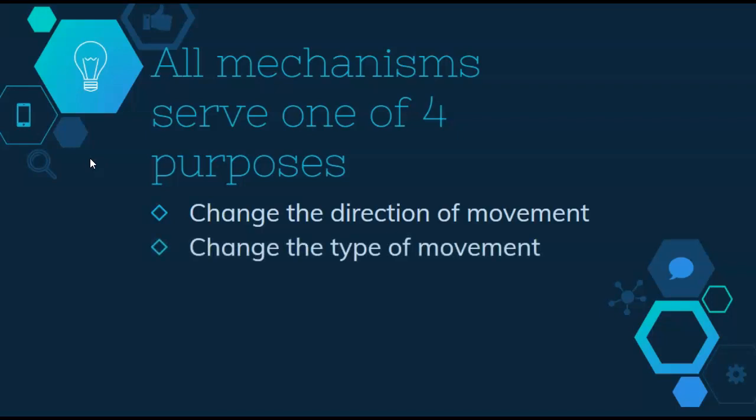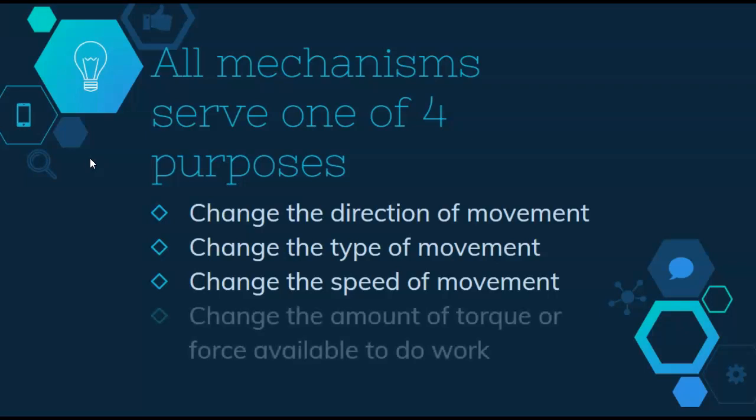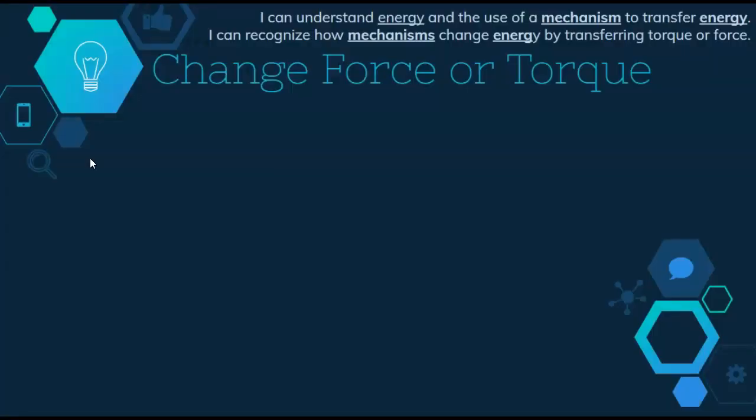We've also learned that sometimes mechanisms change the type of movement, and we had four different types of movements created in a mechanism: rotary, reciprocating, oscillating, and linear. Those are going to come up again today. We also learned that sometimes mechanisms change the speed of movement. You're going to find that the speed of movement has a lot to do with our new purpose of a mechanism, our fourth purpose of a mechanism, because sometimes mechanisms change the amount of torque or the amount of force available for a mechanism. So let's dive in deeper.